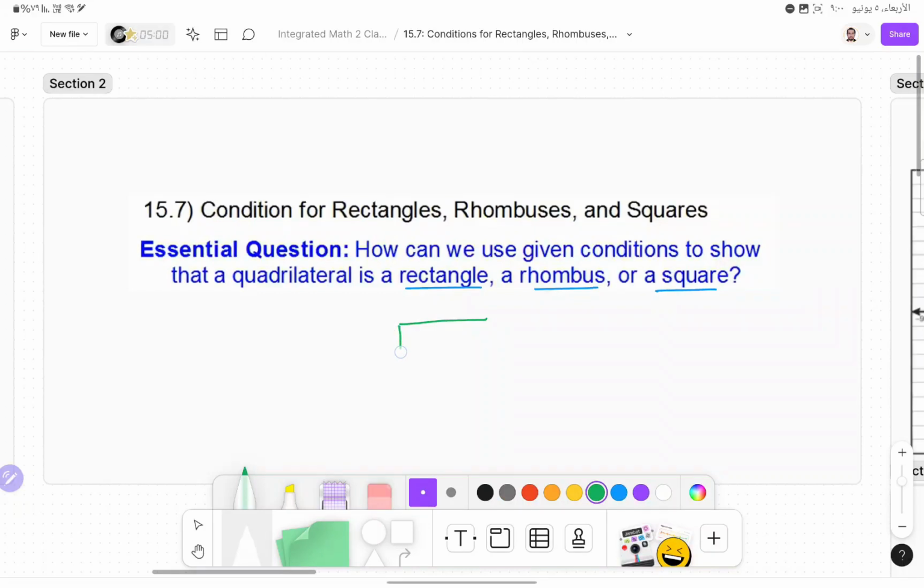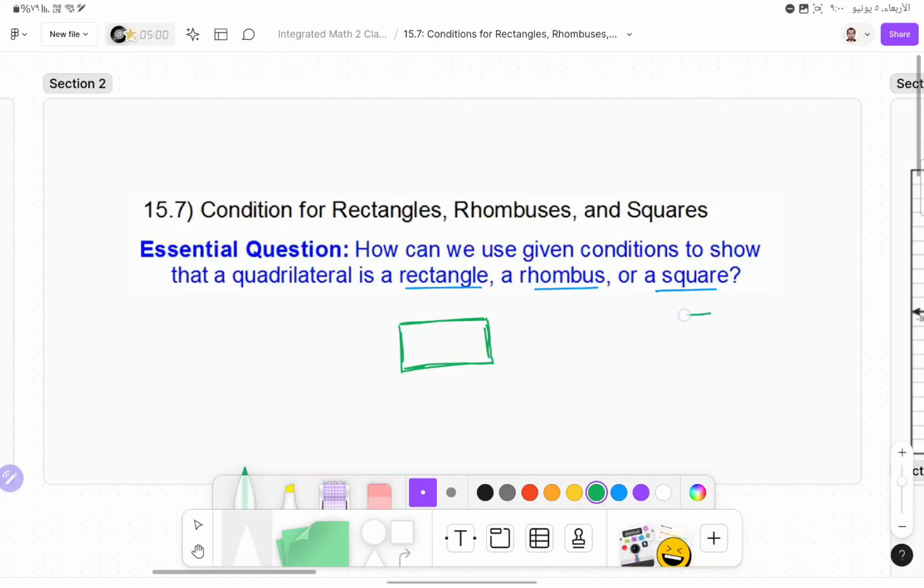Rectangles, you know that it has two pairs of sides, so this side here is congruent to this side here, and this side here is congruent to this side here. So as you can see, the opposite sides are congruent.